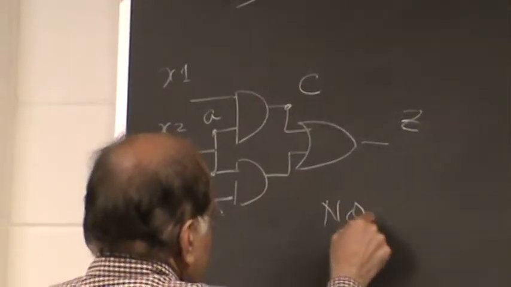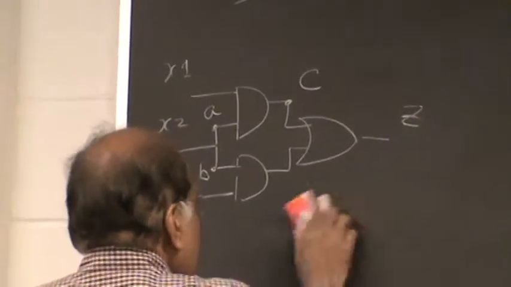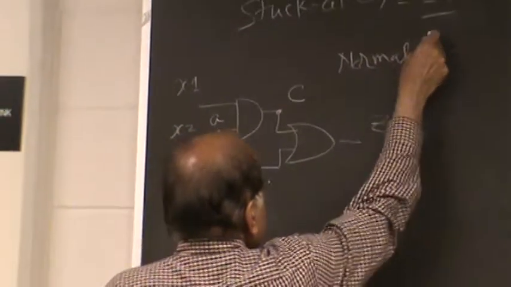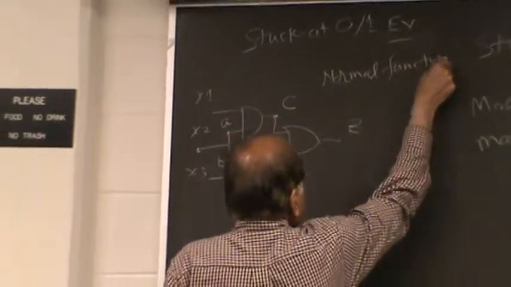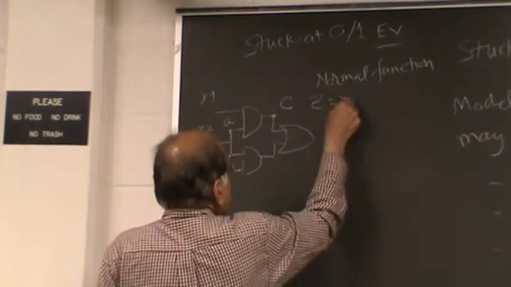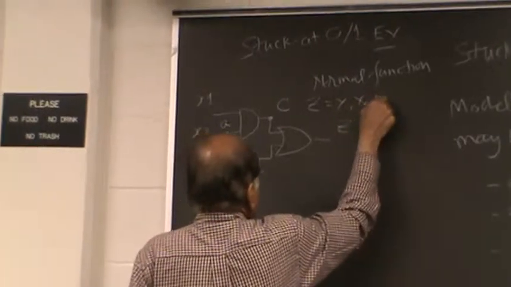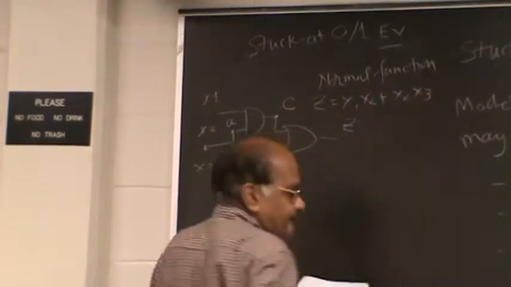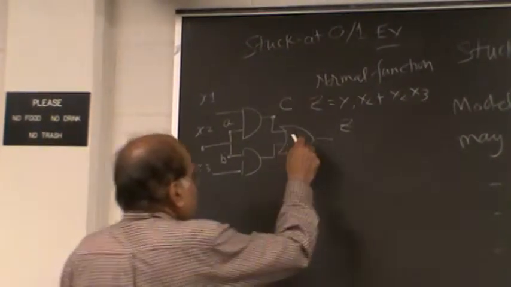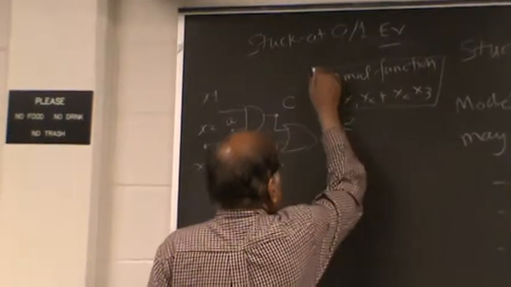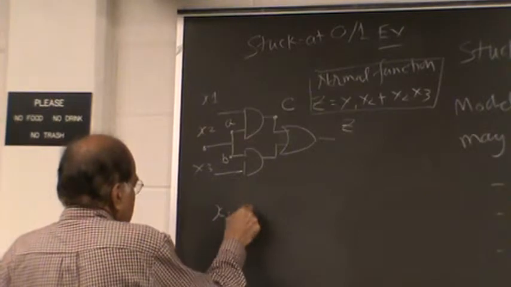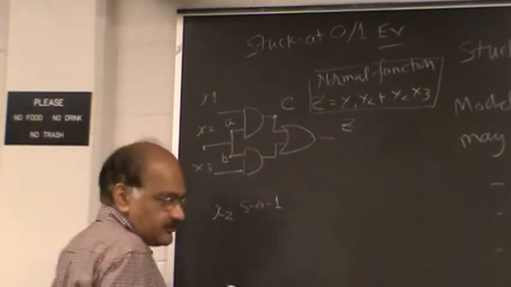Now, here's the normal function. The normal function for this is basically, as you can see, x1 x2 plus x2 x3, right? So that's the normal function. And now let us talk about the faulty functions. Okay, let's assume that line x2 is stuck at 1.